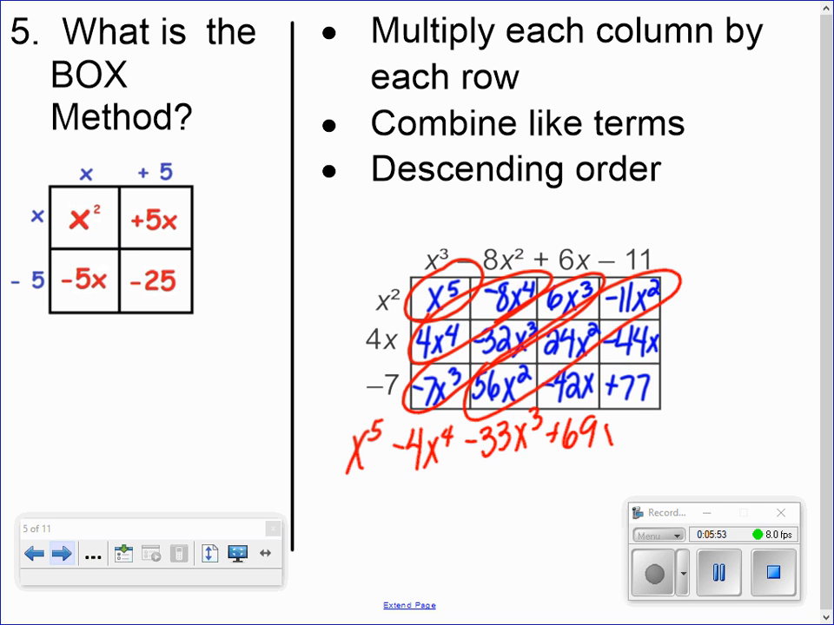X squared. We have negative 42x, negative 44x. This would be negative 86x. And then positive 77 stated by itself. And so it's a way to organize multiplying larger polynomials together, and it makes our lives just a little bit simpler.